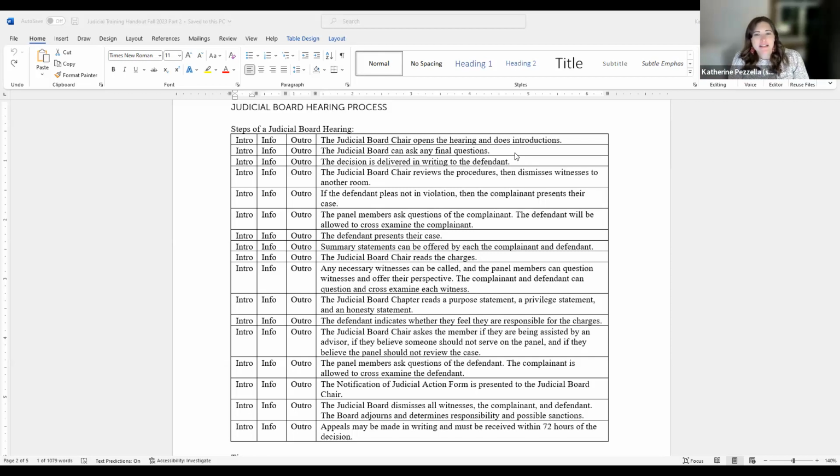The decision is delivered in writing to the defendant. Outro. Judicial board chair reviews the procedures, then dismisses witnesses to another room. I'd say info. I heard info, like the beginning. So this would either be the end of the intro or the beginning of the info.